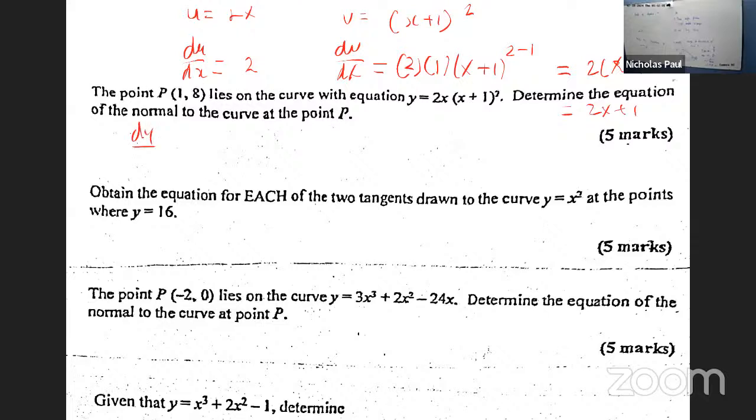So what's the differential? The differential is u dv/dx plus v du/dx. But guess what? You don't have to worry about factorization. We don't have to go and factorize anything. All we have to do is to plug in x is 1.